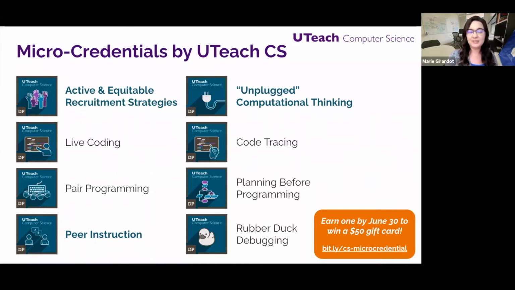The active and equitable recruitment strategies is a great one for counselors, anybody who's helping recruit students into an engineering elective or computer science elective, robotics, anything like that. So counselors, maybe even district administrators that are helping with that process. Unplugged computational thinking is another great one that can be embedded in all types of classrooms, not necessarily CS classrooms only. And then peer instruction is another one that can be used in a lot of different classrooms. And then we have a bunch of other great ones that are really excellent for CS related classrooms as well.